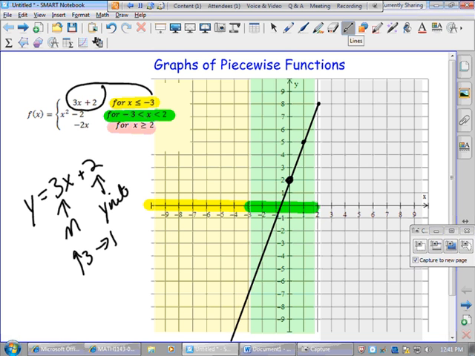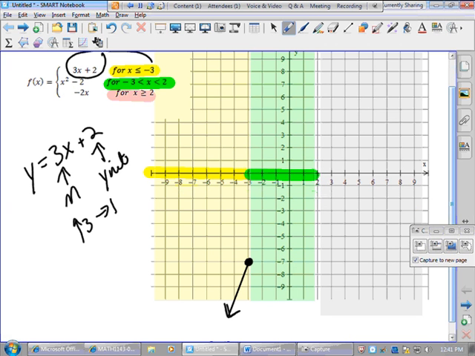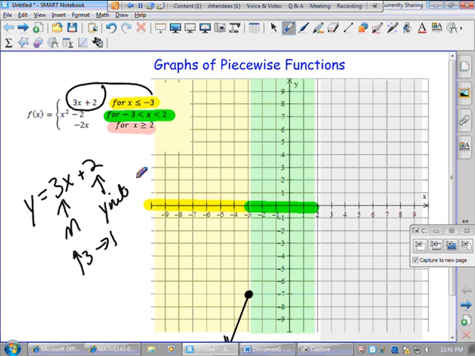Well, the problem is that I don't want any dots that are not in the yellow region. I don't want any of those dots in the green region, because those x values are bigger than -3. So what we're going to do is shrink this down so that we're not invading the other region there. And because this says or equal to, we put a solid circle on the endpoint. And because it's for all x's less than, I'm going to put an arrow so that it shows that it continues on further.